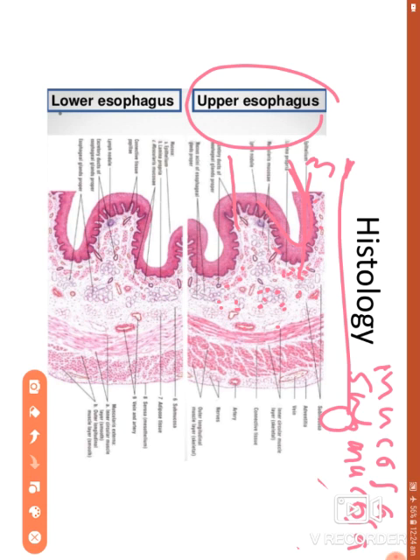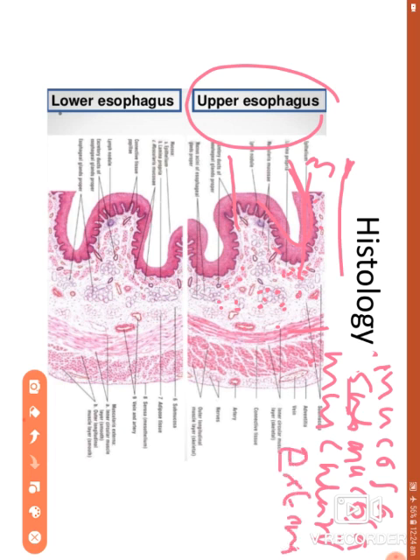Then next comes the muscular layer, or muscularis externa. There will be an inner circular layer and an outer longitudinal layer. So the third layer is the muscularis externa. This is the usual arrangement: this is the inner circular, this is the outer longitudinal.